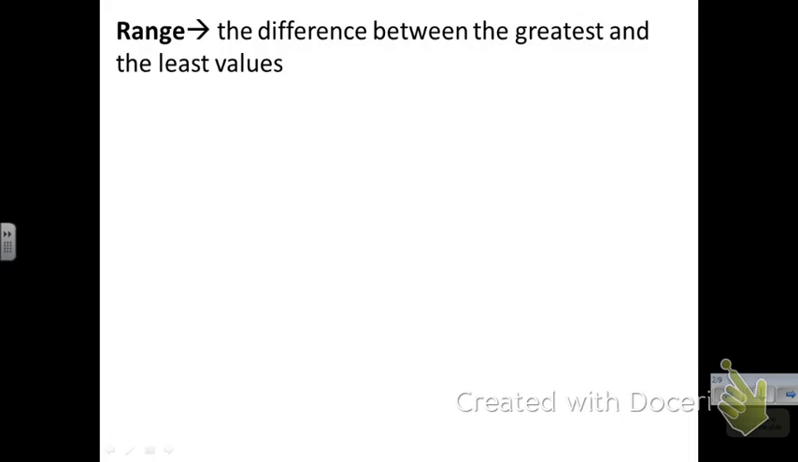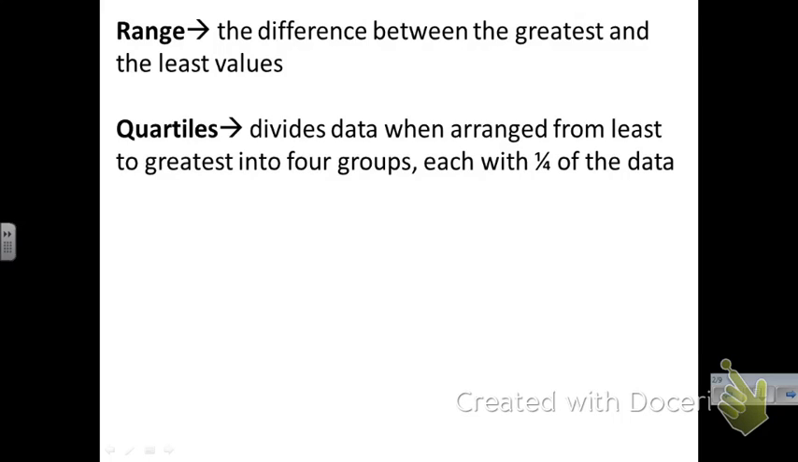So the range is the difference between the greatest and least values. Quartiles divide data, when arranged from least to greatest, into 4 groups, each with a fourth of the data.